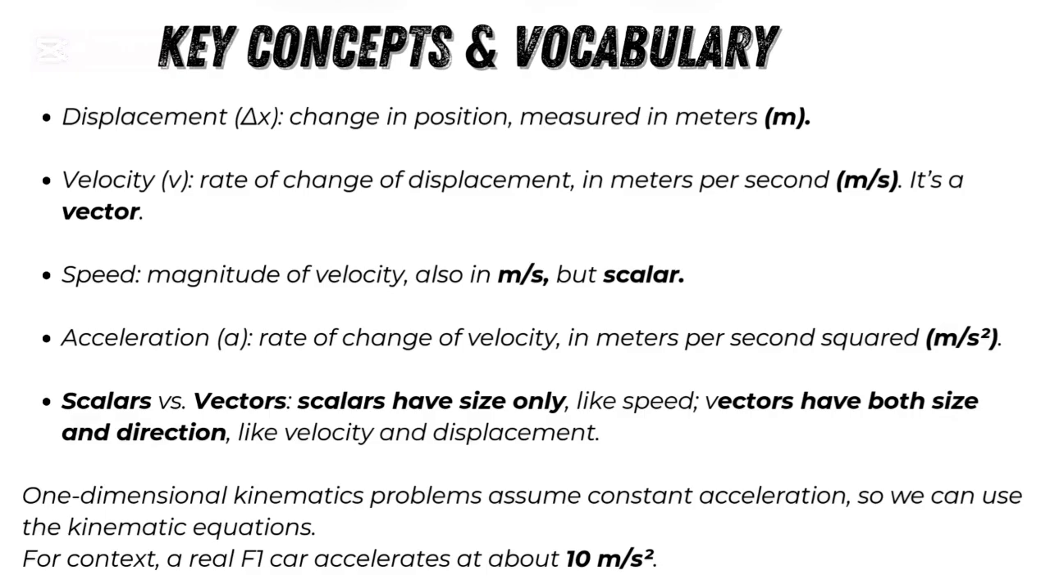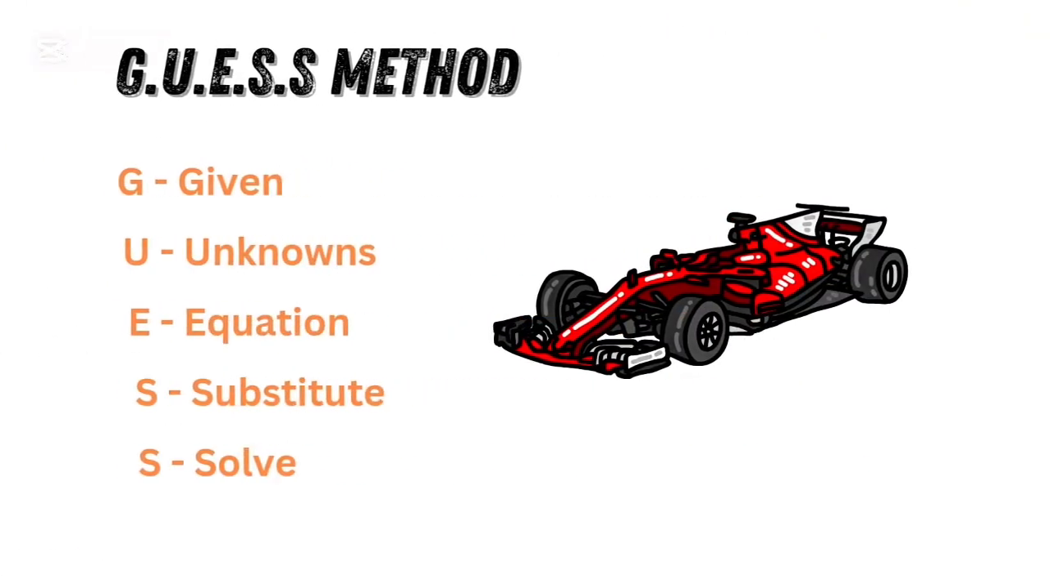Scalars versus vectors. Scalars have size only, like speed. Vectors have both size and direction, like velocity and displacement. One-dimensional kinematic problems assume constant acceleration, so we can use the kinematic equations. For context, a real F1 car accelerates at about 10 meters per second squared.